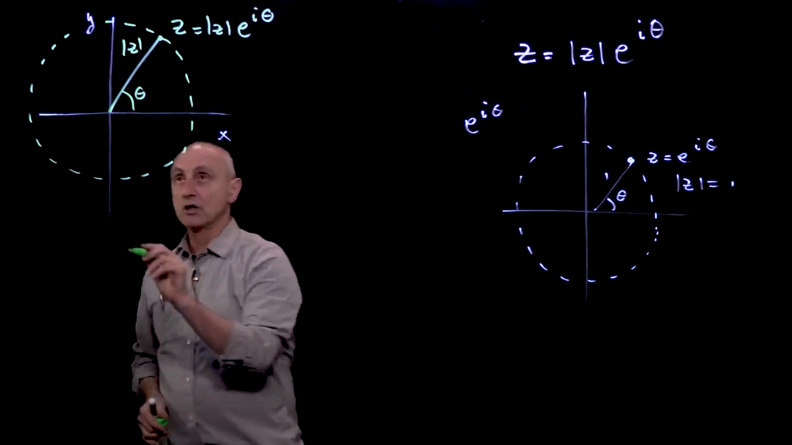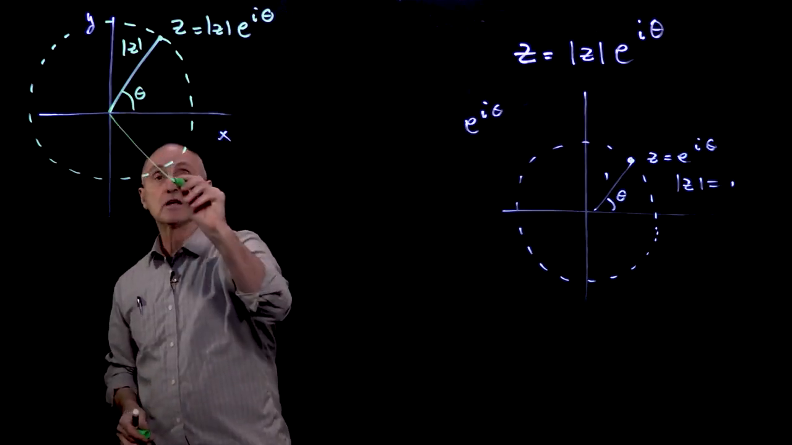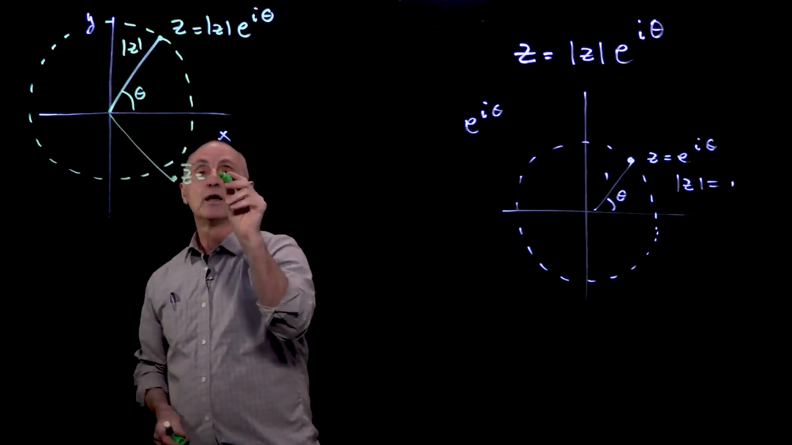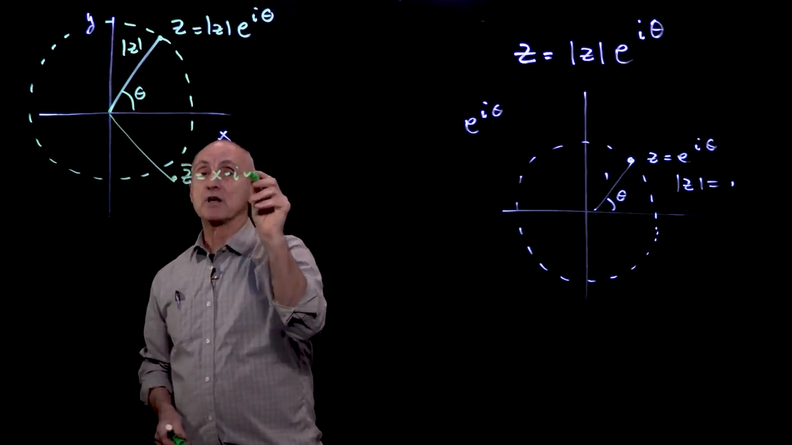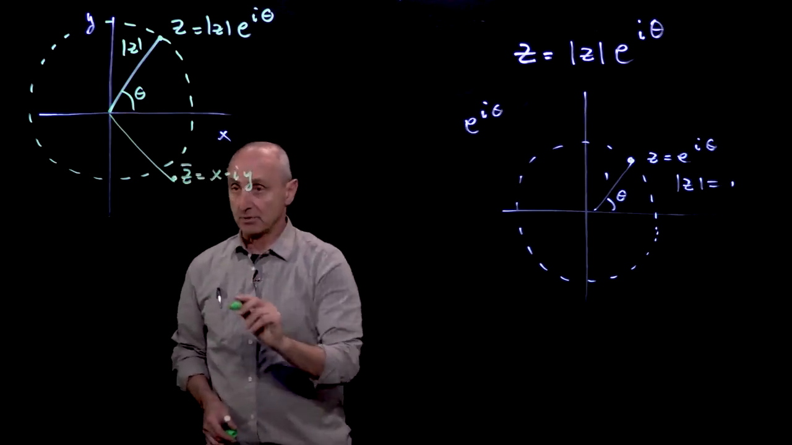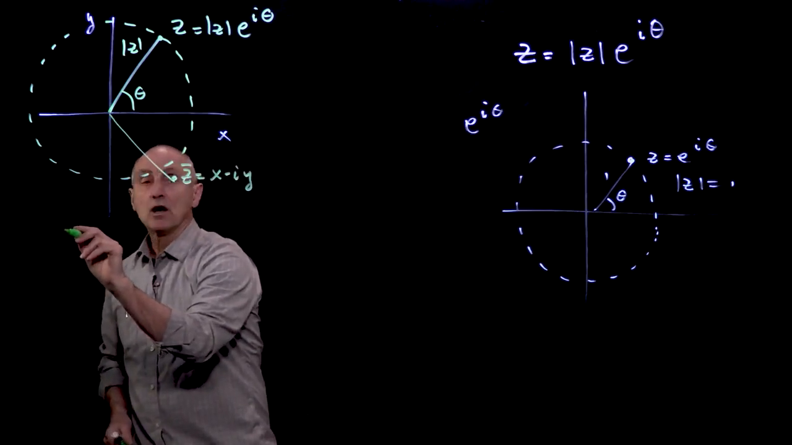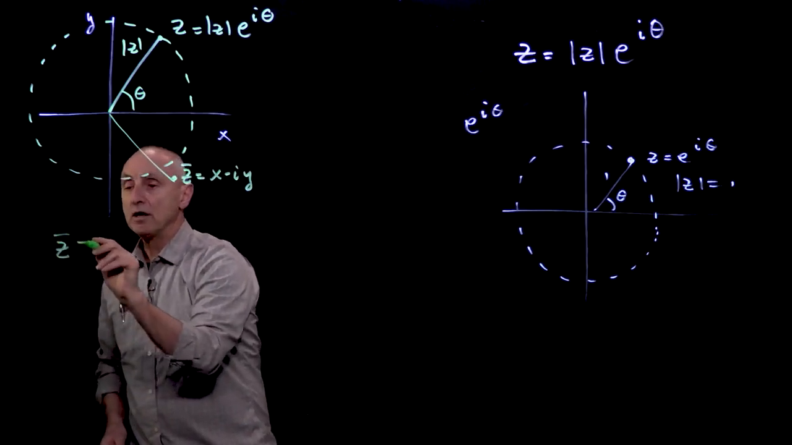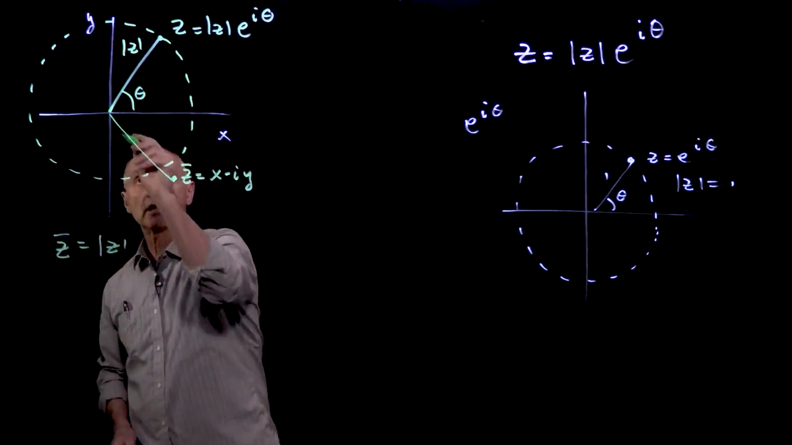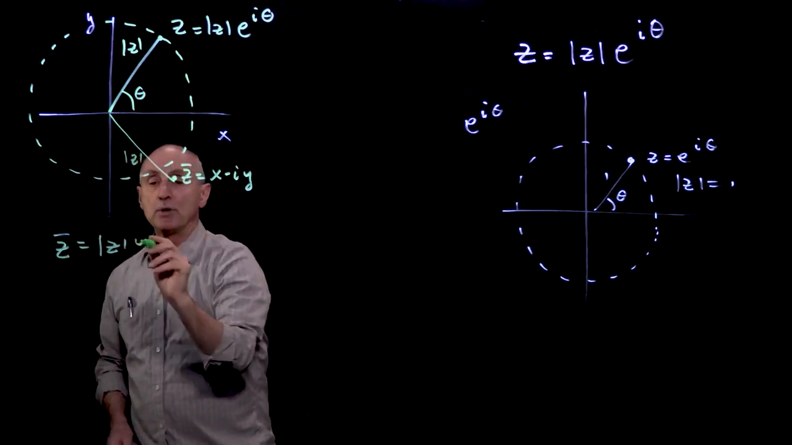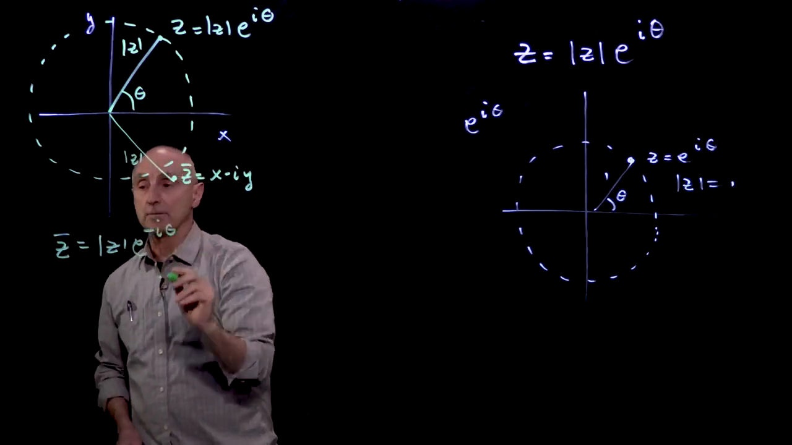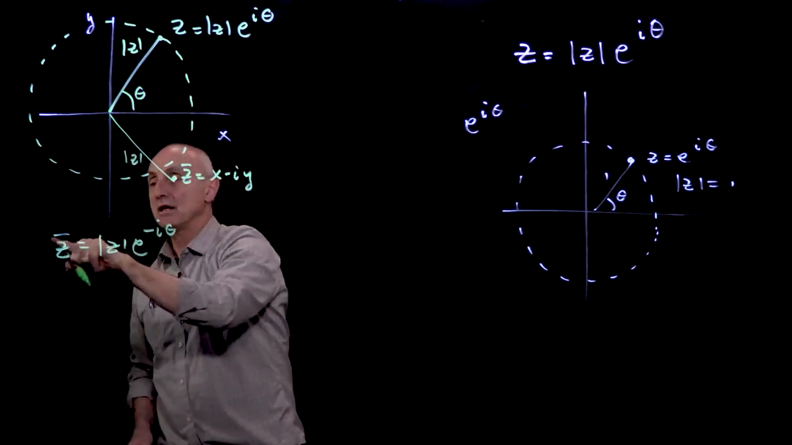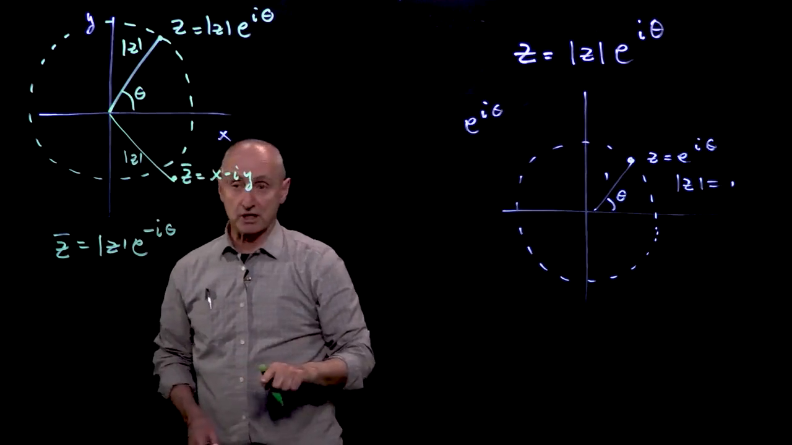So let's just start looking at the conjugate. The conjugate of z, we said before, is x minus iy. Let's represent that as a complex number. The way we represent this is z bar has the same modulus as before, but we write it as e to the minus i theta. So what we're doing is effectively changing the i to minus i. That's what the complex conjugate means.